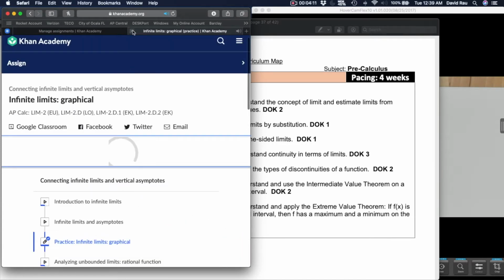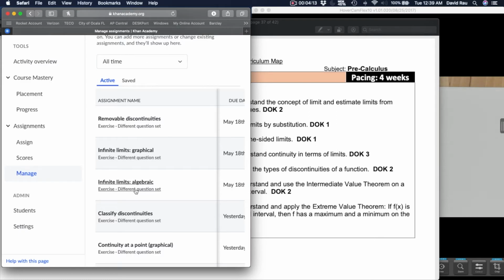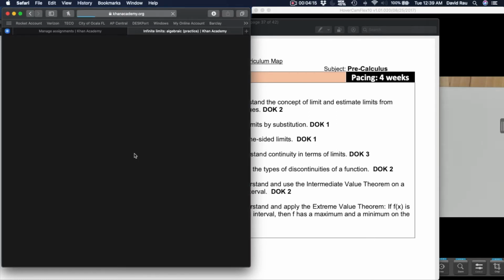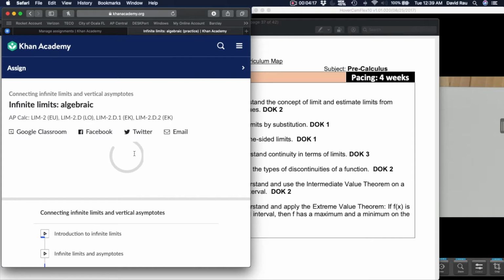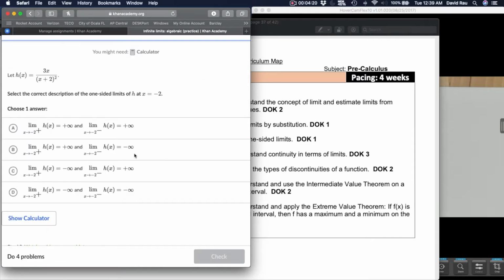And that's it. Okay, let's move on to our last one, which is infinite limits algebraic. Now this is where things are going to get tricky. But at the end of the day, it's direct substitution. So here is the cheat, so to speak.